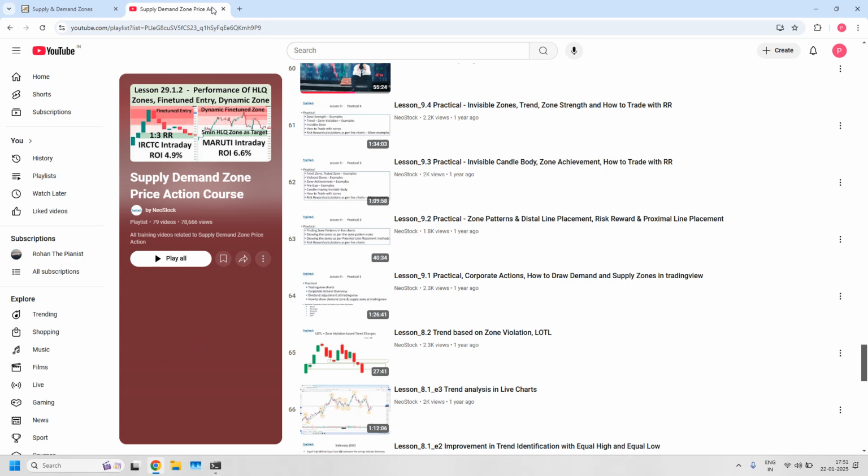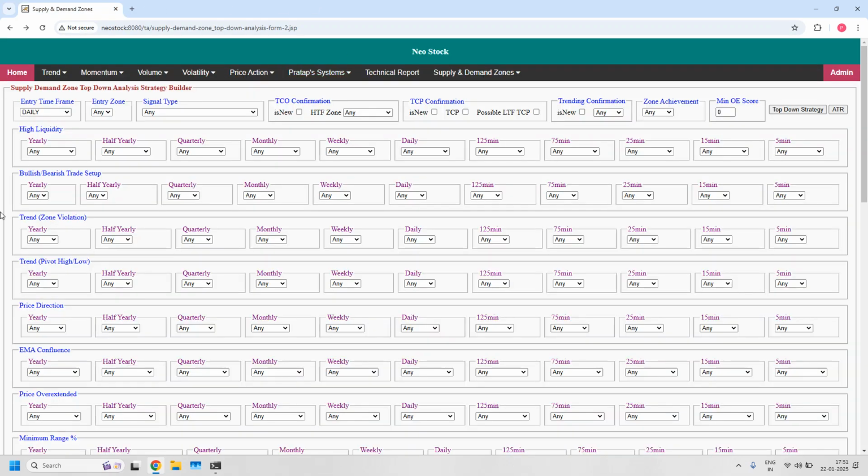Now let's get into the report generation with the help of NeoStock Software Supply Demand Zone Top-Down Analysis Strategy Builder. First I am generating the stocks near demand and supply zones, and also, from daily time frame to yearly time frame, where price closed inside demand and supply zones. So let me start with the yearly time frame.